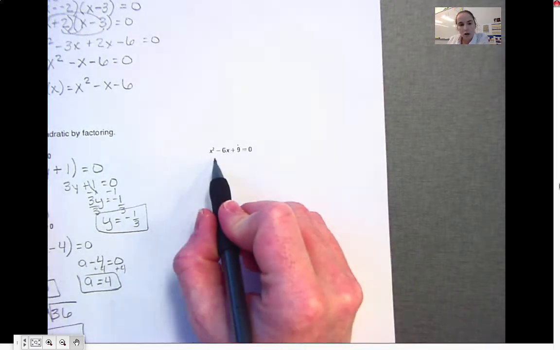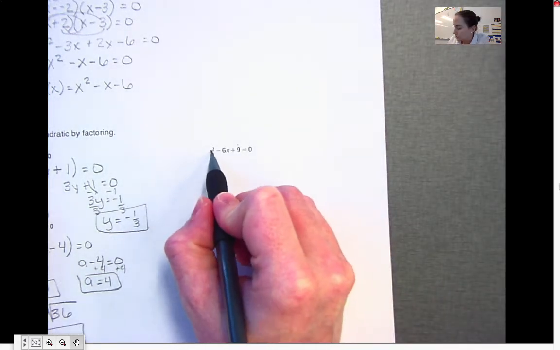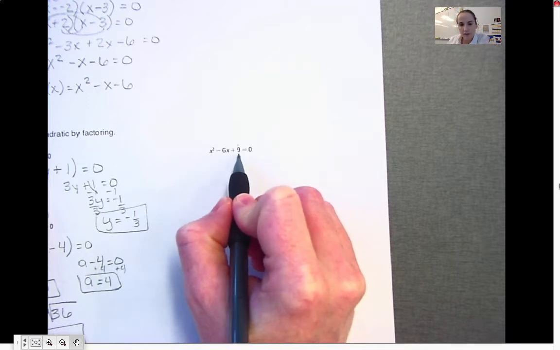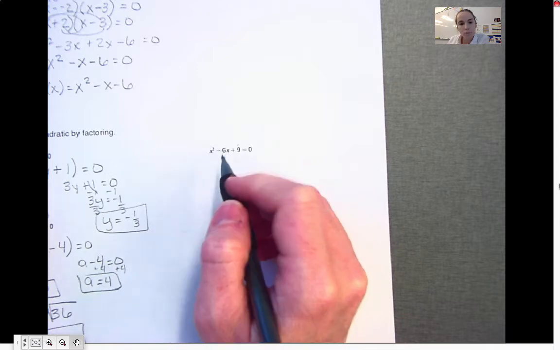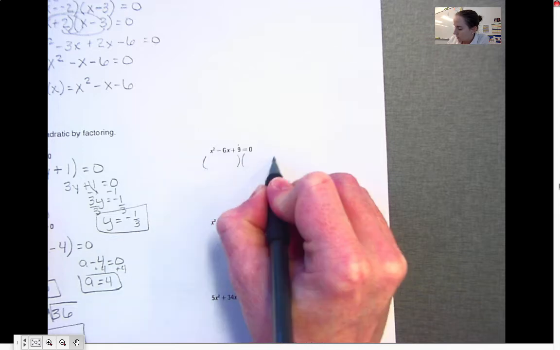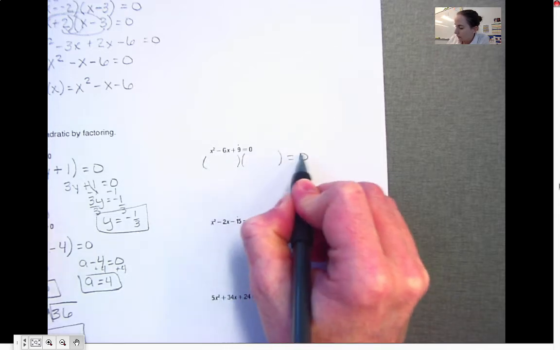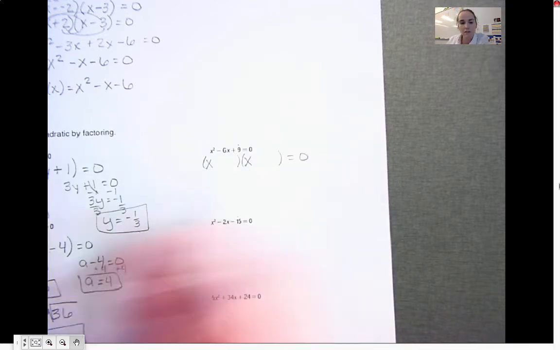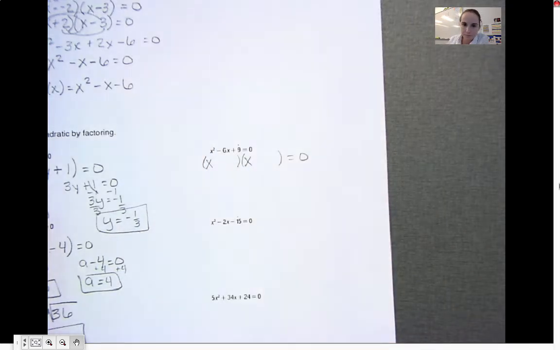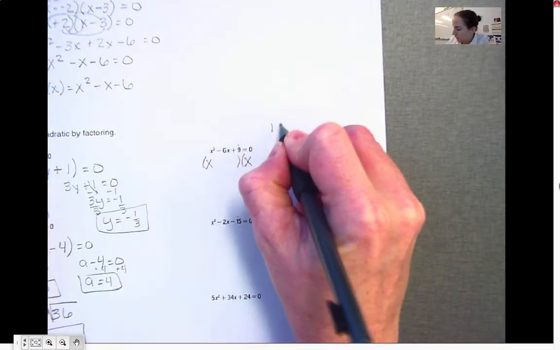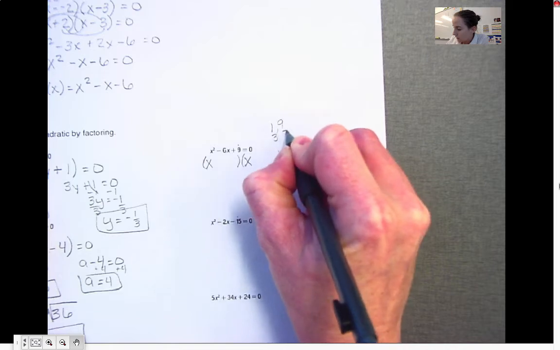Over here, you have to look at the factors of the first term and the factors of the last term. Whatever you choose, the last two numbers have to add to give you this middle term. When you combine your like terms, you've got to get the middle term. So what are my two values that give me x squared? We know that x times x is the only way to get x squared. And when we look at 9, the factors of 9 are 1 and 9 and 3 and 3.